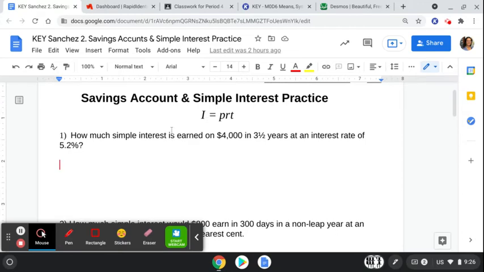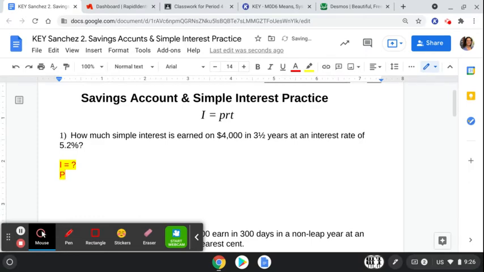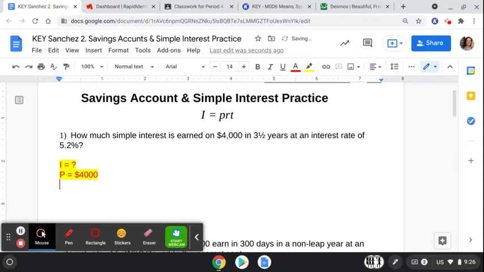So we're going to be using this formula for simple interest that's here at the top. How much simple interest is earned on $4,000 in 3.5 years at an interest rate of 5.2%? So remember that we have to identify first, okay, we're looking for the interest. That's our unknown. That's what we're going to be solving for. They did tell us what the principal is. Good, you're right. It's the $4,000 that they mentioned right there.